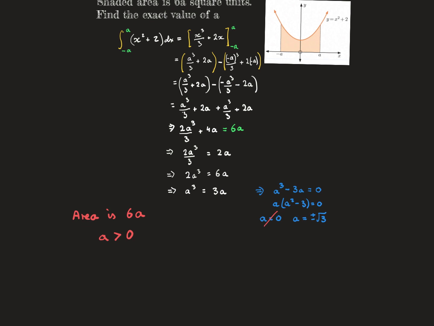We have 2 other solutions. One is a can be root 3, or a could be negative root 3. Now if I use a as negative root 3, then multiplied by 6, I'll get a negative number. So once again, that one is not going to be applicable. My only applicable answer is that a can only be root 3.